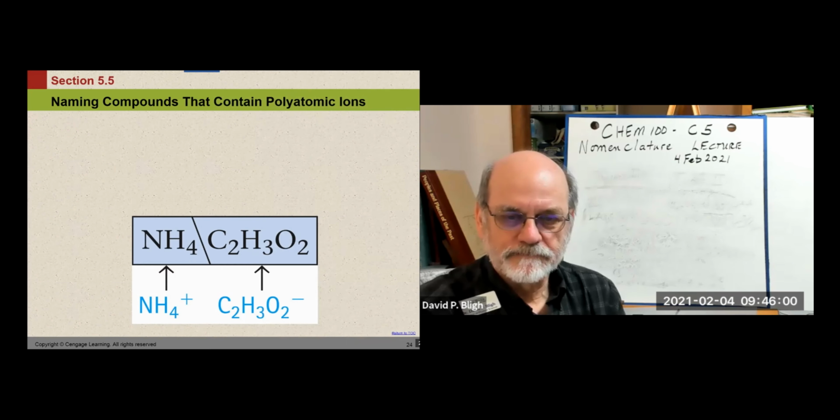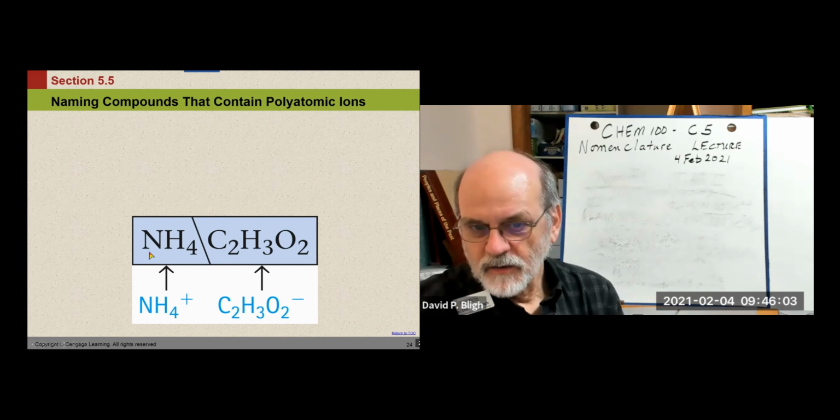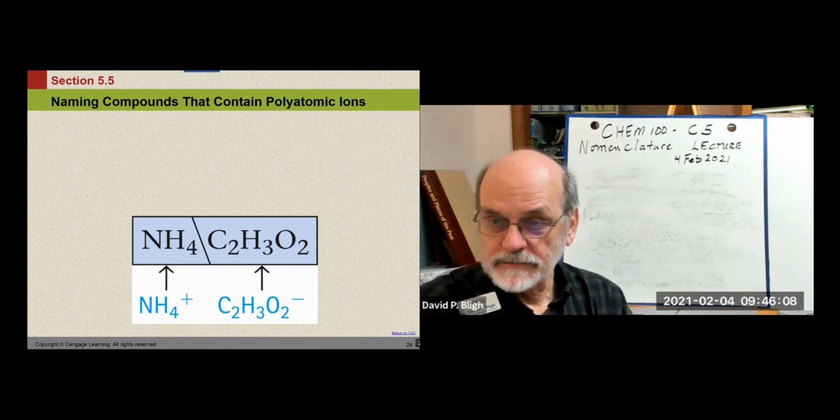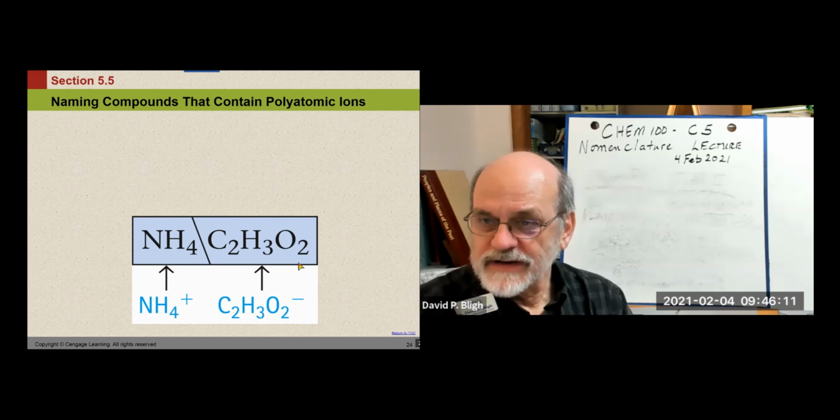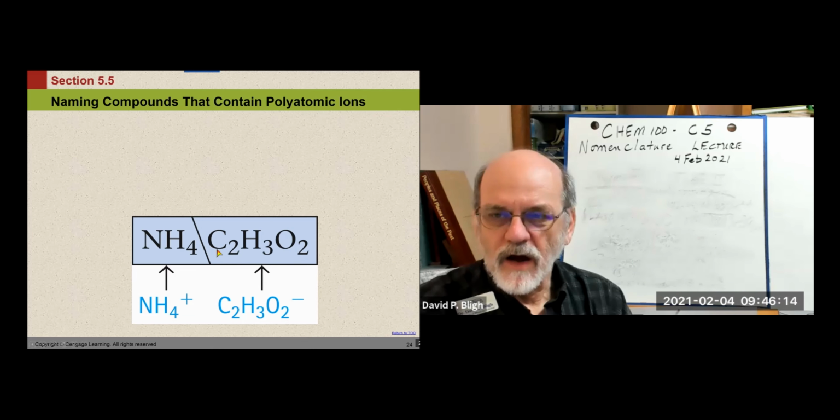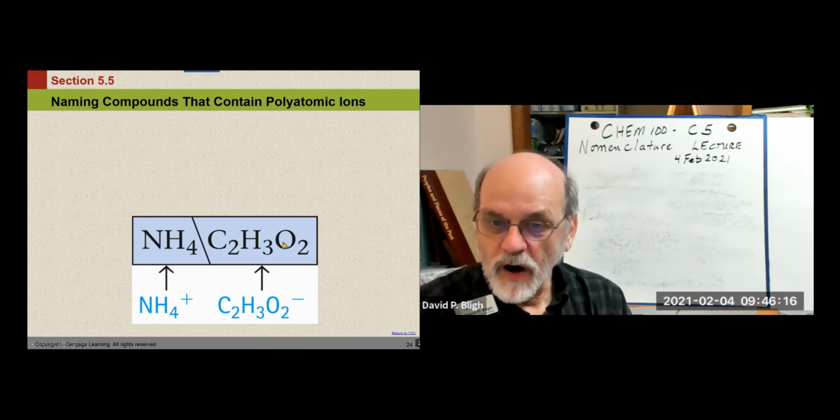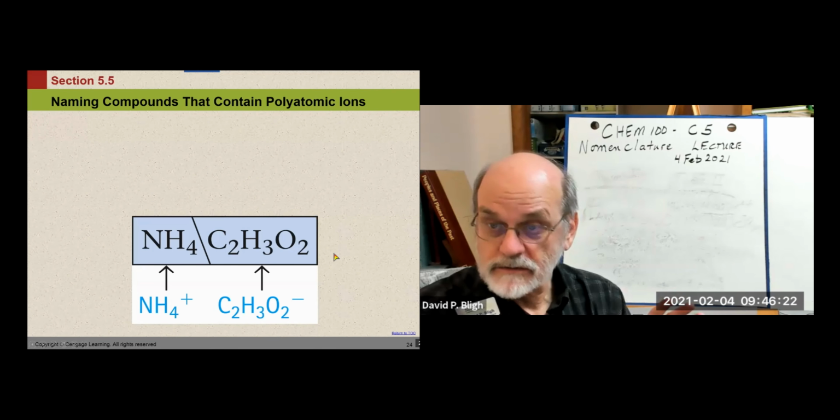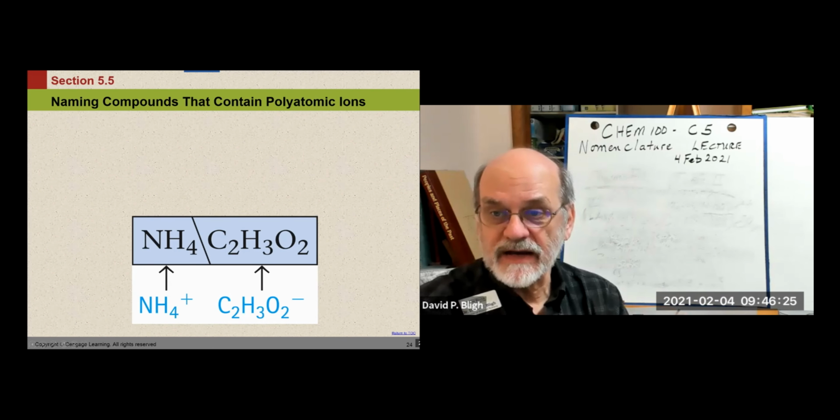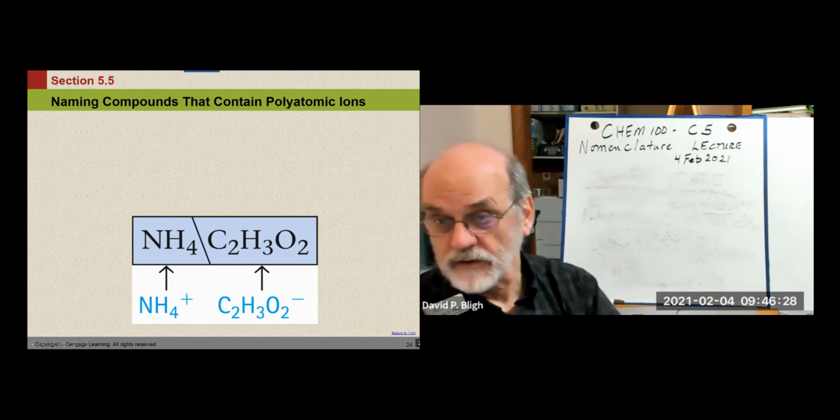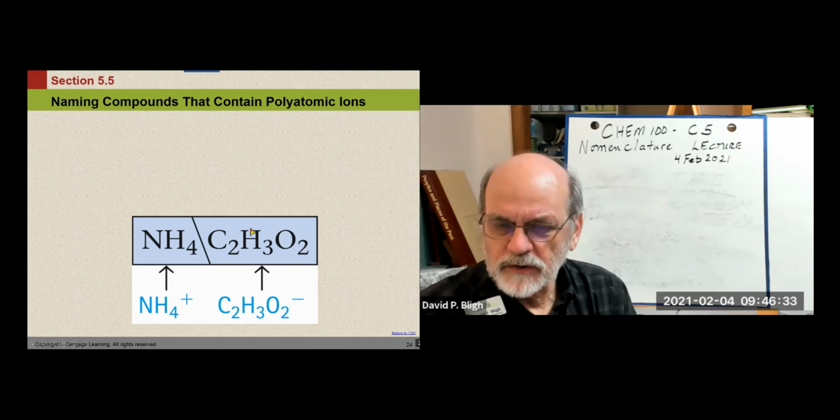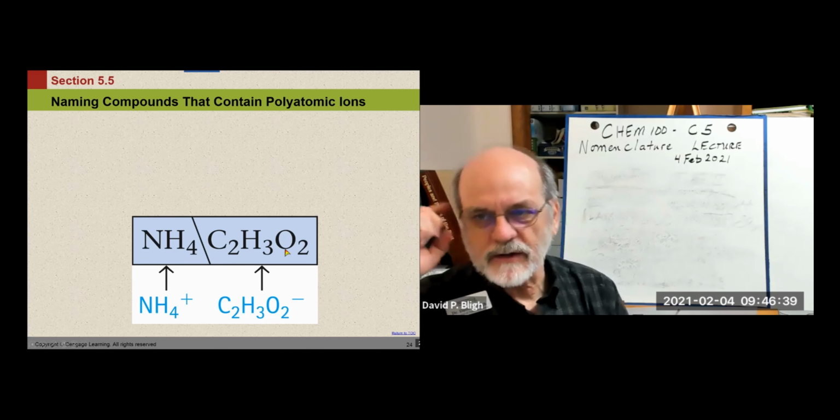Okay, so what do we do? For this example, what is that one? Well, first of all, how do you recognize polyatomics? For many of the negative ones, you always have an oxygen involved. There are a few that have no oxygens, like cyanide, CN-, doesn't have an oxygen. So you just have to remember that one. But if you see multiple elements and an oxygen, then you should suspect polyatomics.